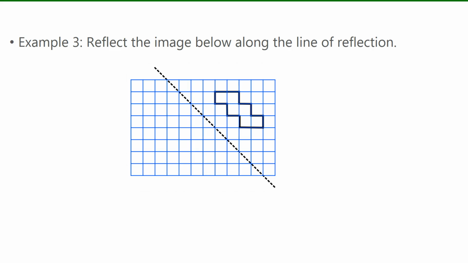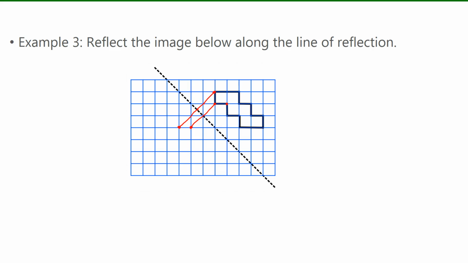Now for example 3, we're going to reflect along a diagonal. So we're still going to count the number of blocks, but this time we're going to count how far away the point is from the line by going through the blocks like this. So this point here is 1.5 blocks away. So if I count a half and then 1, it corresponds to this point. So this point here is 1 block away. So if I continue on 1 block, we get this point here.